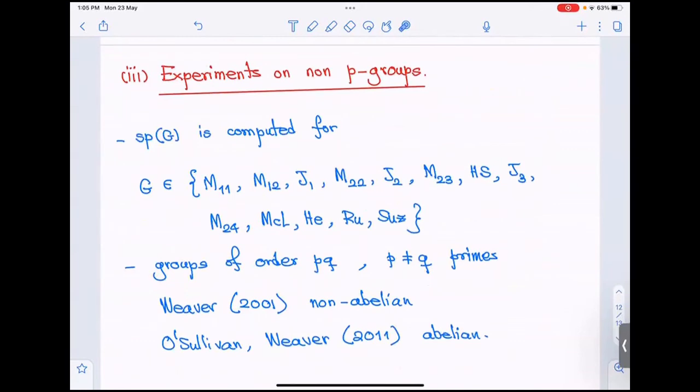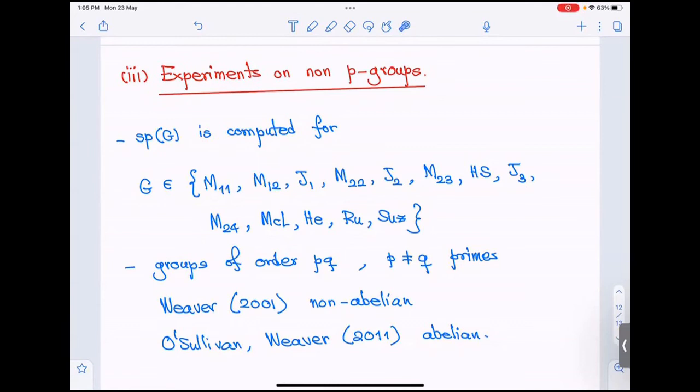So the spectra sets are computed for quite a few sporadic classes of groups. Of course, we were not able to experiment on Lie types because the order suddenly becomes very high. There are too many element orders, and it becomes very difficult to experiment on those.